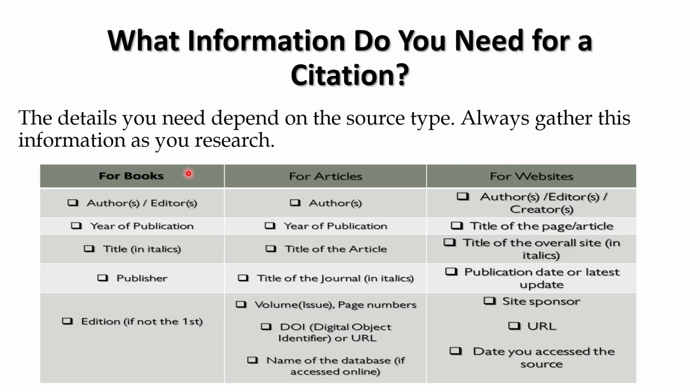So, let's start with books. We have authors or editors. So in APA style, you need the author's last name and initials. Year of publication. APA places the year in parentheses right after the author's name, both in in-text citations and in the reference list. The title in italics. Book titles are italicized in APA.